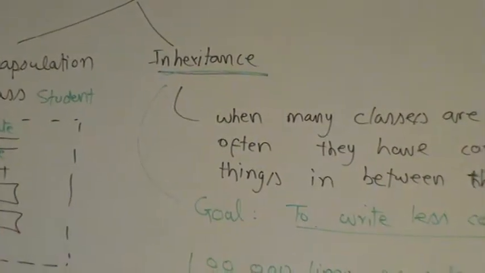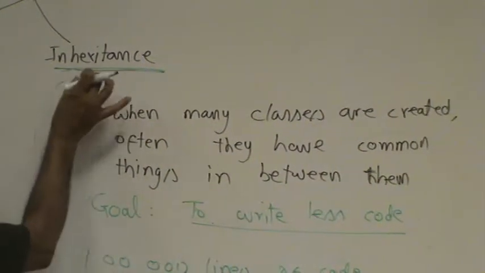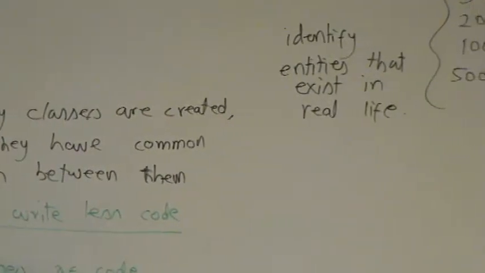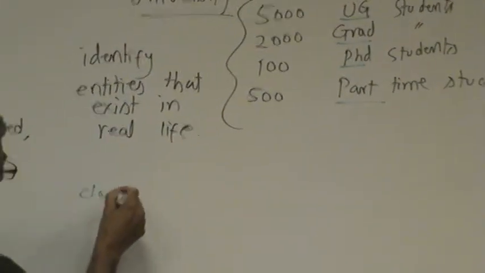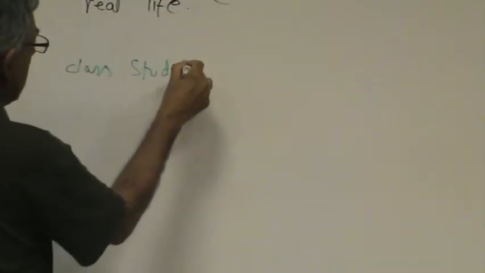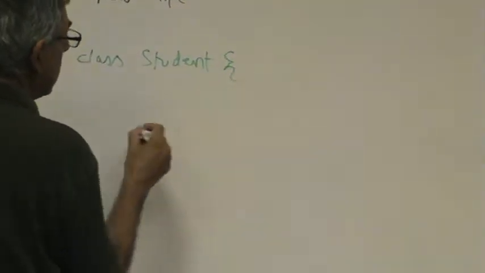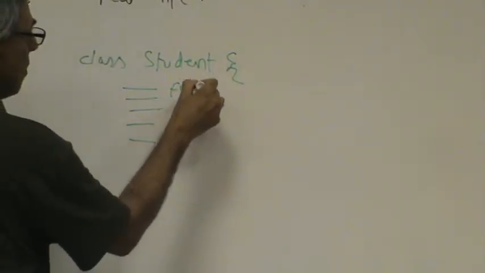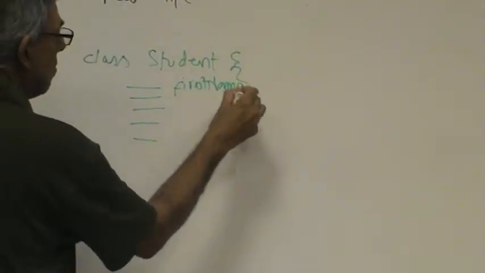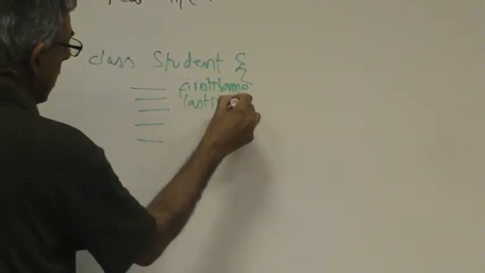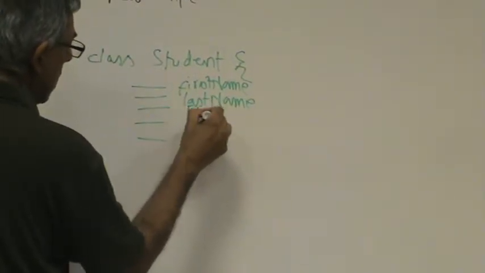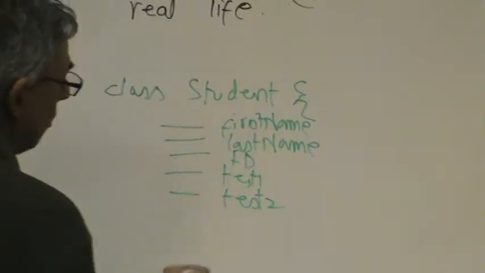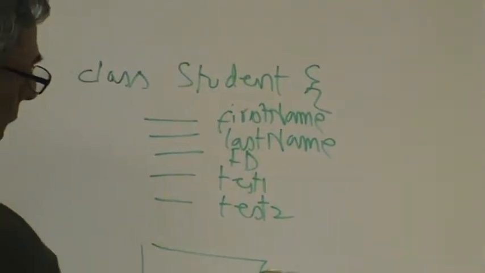Okay, so the question is, what is the key idea in inheritance? So last time we did a small example, okay? We created a class called student, for example. Okay, and in this student class, we had 5 fields, if you remember. First name, last name, ID, test1, and test2, right? And we also wrote one function over here, compute grade.